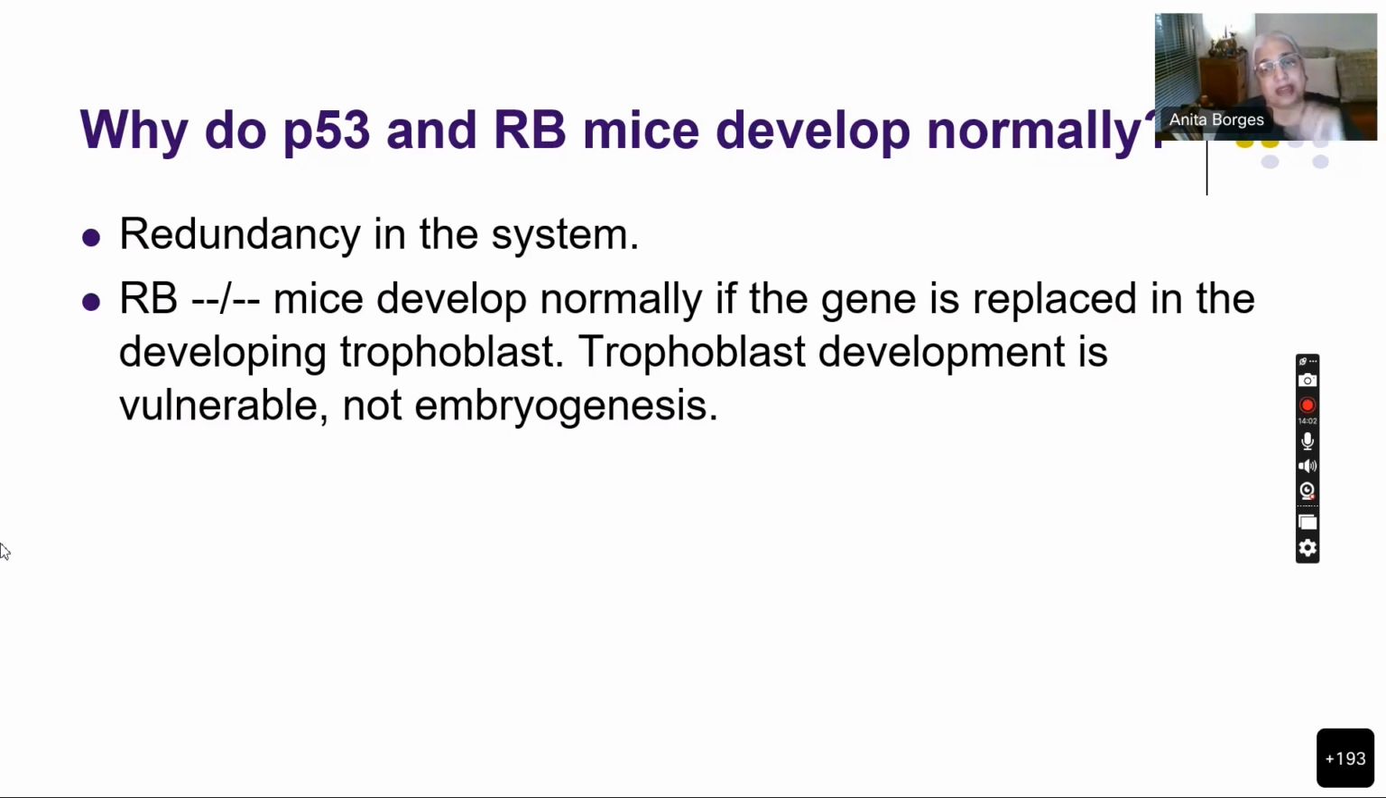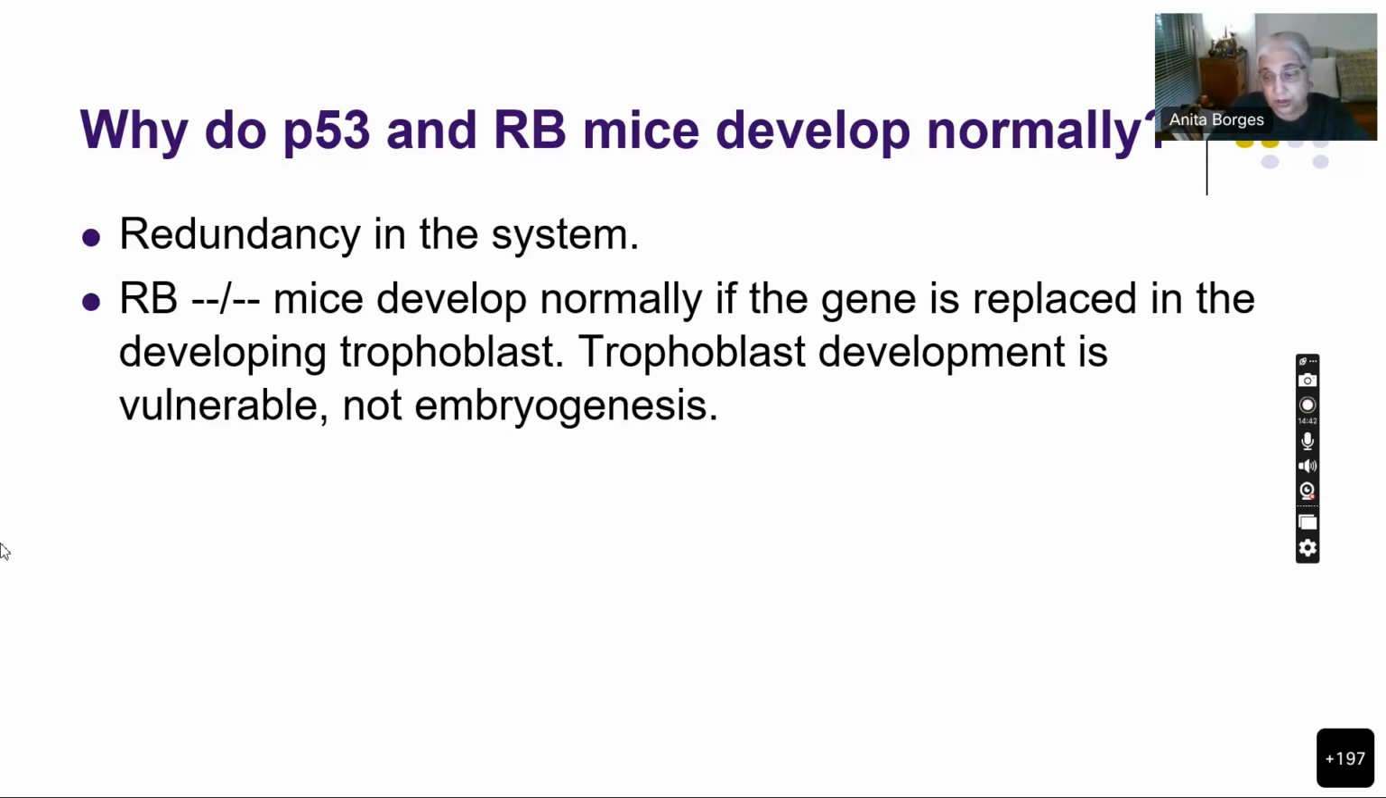But if you manage to replace the RB gene in the trophoblast and the placenta develops normally, the embryo develops without any problem at all. So the mice develop absolutely normally if the gene has been replaced in the developing trophoblast. So it seems almost as if the redundancy that we're talking about, which Raghav very rightly said, that there is a lot of redundancy in the system. Once, of course, the situation is set in stone, then the redundancy disappears.